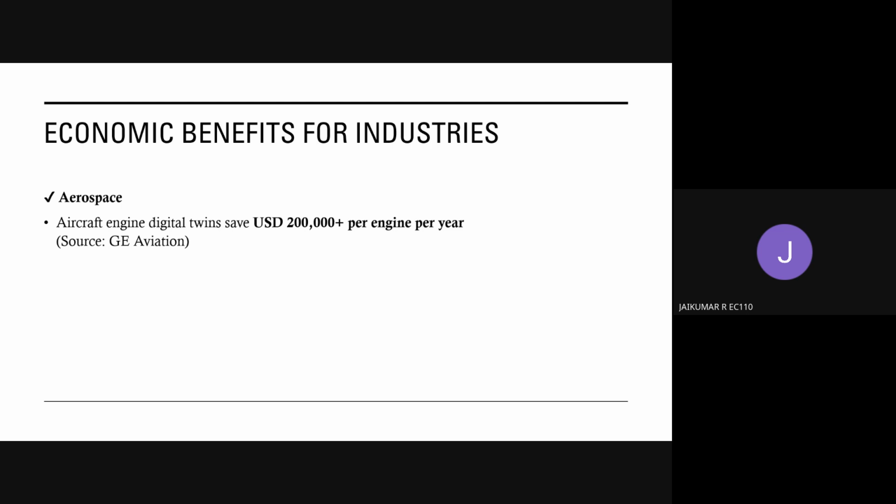Another important industry is aerospace. The aircraft engine digital twin saves up to $2 lakhs per year. This report is taken from GE Aviation. So per year they are saving $2 lakhs in engine design, the aircraft engine design area.